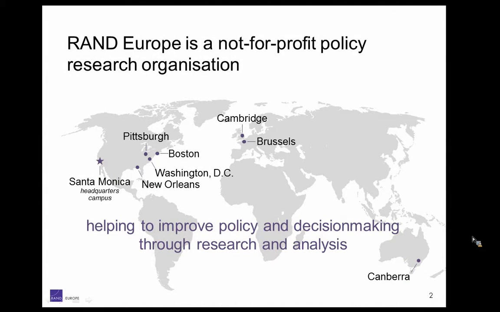So I'd like to start by briefly introducing ourselves. We're both senior researchers in Research and Innovation Policy here at RAND Europe, which is a not-for-profit policy research organisation. We're part of the wider global RAND Corporation, which is headquartered in Santa Monica in the US, and our European offices are based in Cambridge in the UK and in Brussels, Belgium. We work across the breadth and depth of government in Europe and internationally to provide evidence with the aim of helping to improve policy and decision-making through research and analysis.